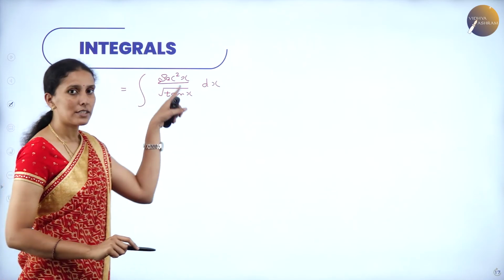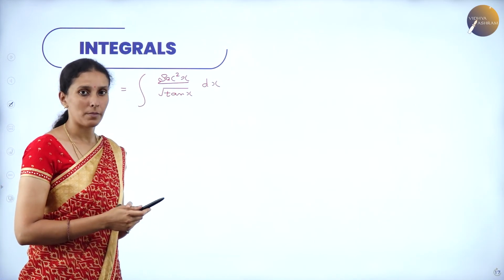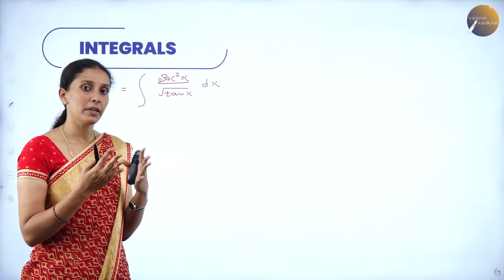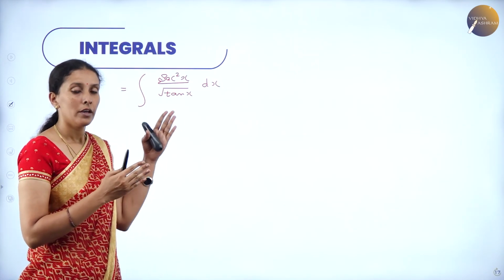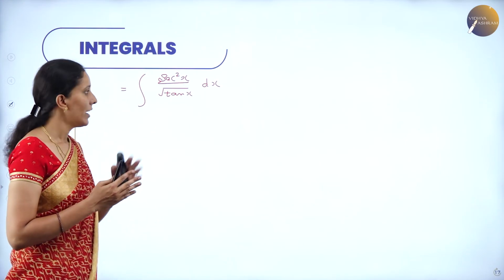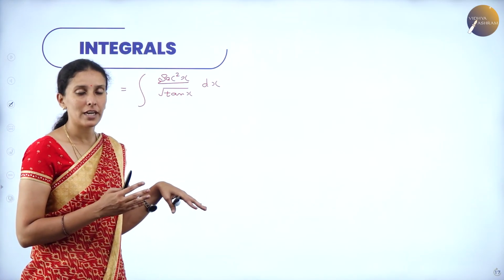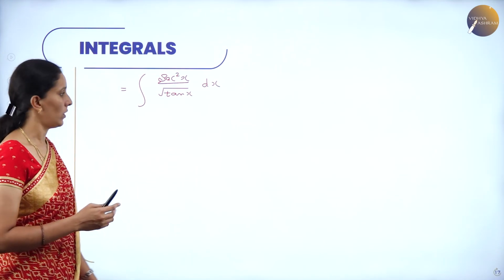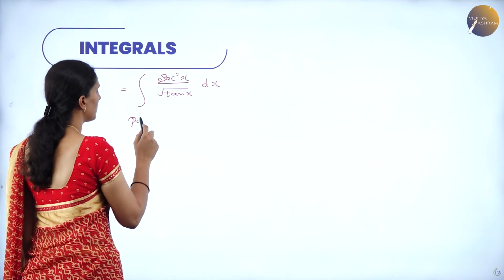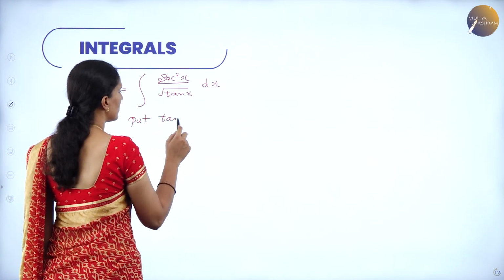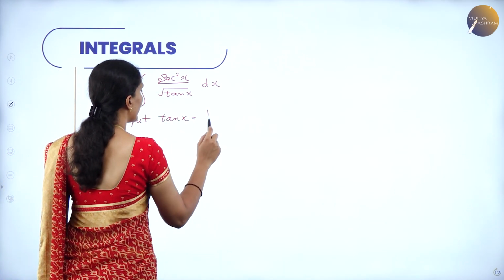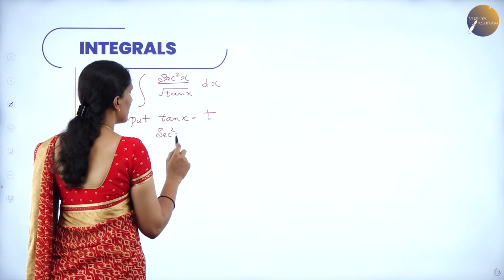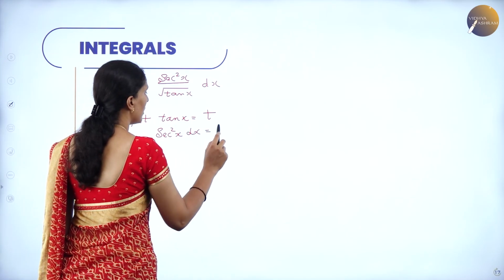So now, just after simplification, you can use the method of substitution. Whenever any sort of trigonometric functions are given, sometimes we have to simplify them to make them part of a substitution, and then we will reduce it into standard form. Again we will write the function in the form of x only. So now here put tan x is equal to t. Then what is the derivative of tan x? It is secant square x dx is equal to dt.